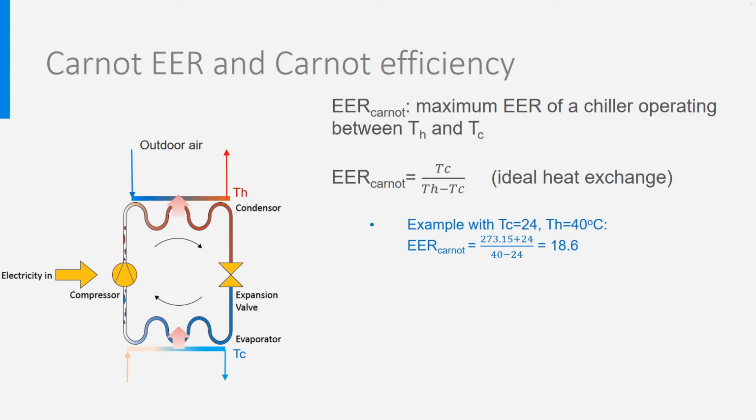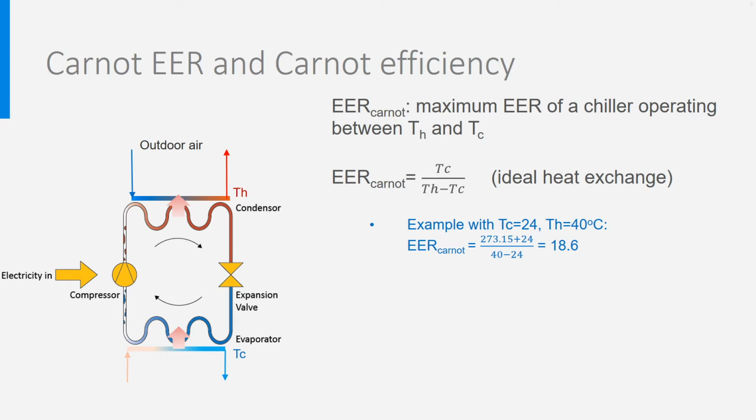But where to reject the heat? Generally, the condenser heat will be rejected to the outdoor air. Imagine it is warm and the outdoor air has a temperature of 40 degrees Celsius. The Carnot EER would be 273 plus 24 equals 297, divided by 40 minus 24, which is 18.6.